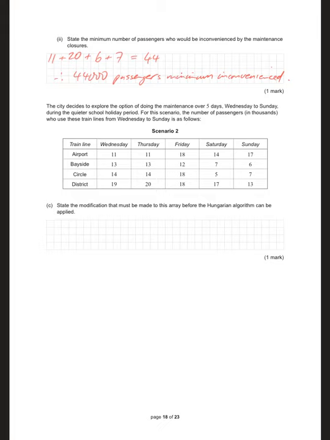The city decides to explore the option of doing maintenance over 5 days, Wednesday to Sunday, during the quieter period. For this scenario, the number of passengers who use these train lines is as follows. It's not square anymore. State the modification that must be made to this array before the Hungarian algorithm. Need to add a row. Need to add a dummy row.